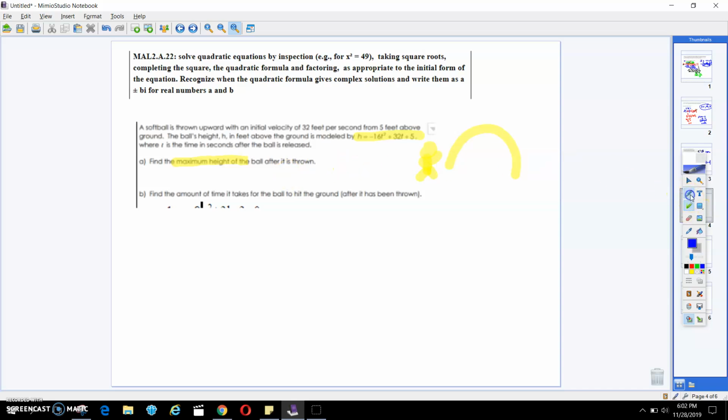Okay, so in order to find the maximum, you were taught in Algebra 1 this formula. So you were taught negative b over 2a. Okay, so this function is already in standard form, where b is this guy, a is this guy, and then c is this guy, right? So what you're going to do is you're going to plug in. So you're going to get 32 over 2 times negative 16.